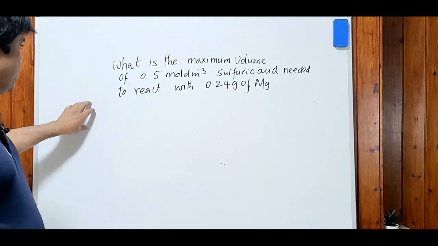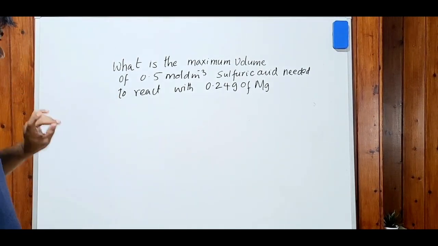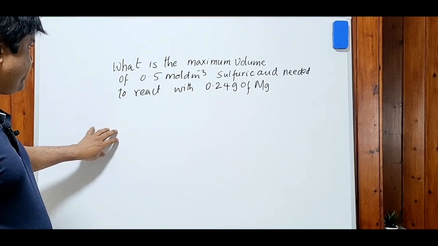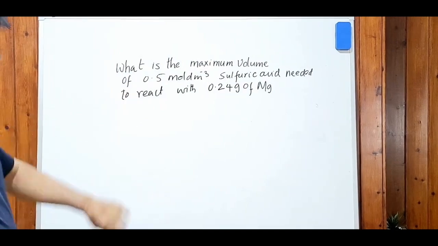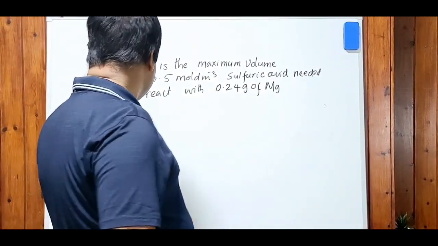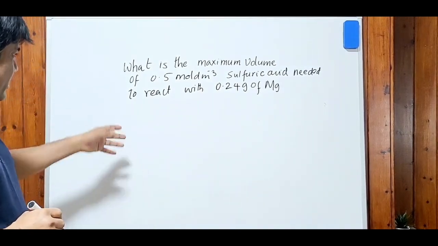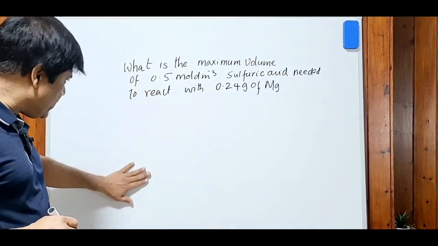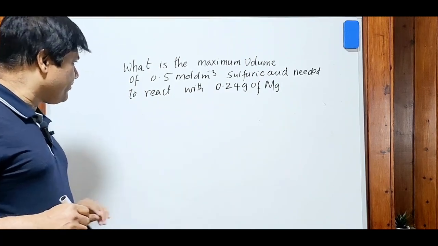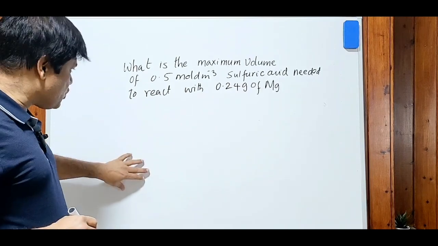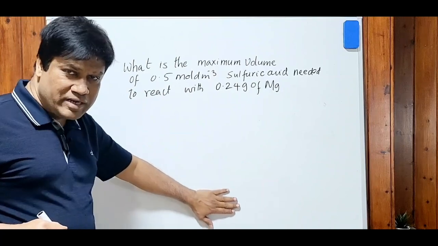Look at this question. In that question, we have to work out the volume of the sulfuric acid. What is the maximum volume of 0.5 mole dm minus 3 sulfuric acid needed to react with 0.24 gram of magnesium? It's a kind of stoichiometry and concentration question. They clubbed both together. Whenever we have a stoichiometric type of question, you have to write a balanced chemical equation.